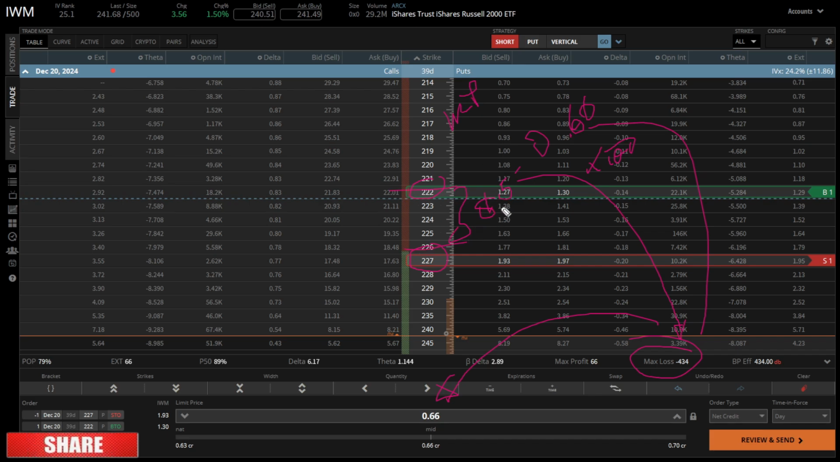So you start to lose when the stock starts to reach the 227, and your cap is the 222. This is the chart. You go here, this is the market price right now. You have your 227 and your 222. Anything below here, you are pretty much capped at your loss. That's the way it is. You cannot lose more below the 222. This is the short one.